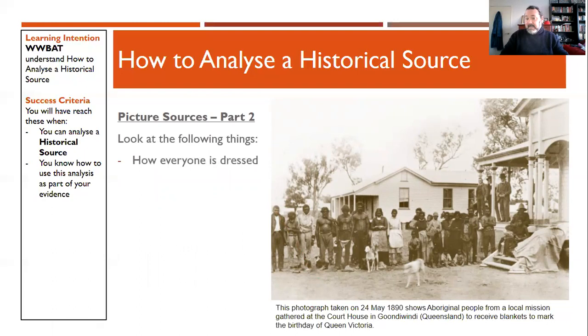So again, like I say, how is everybody dressed in a picture like this? Is everybody dressed? Where are they standing with each other? In this picture, we've got the European settler people over here standing very much higher. You might see other pictures where you would see both Europeans and Indigenous Australians on the same level as each other, in which case you could imply that they might be seen as more equal to each other.